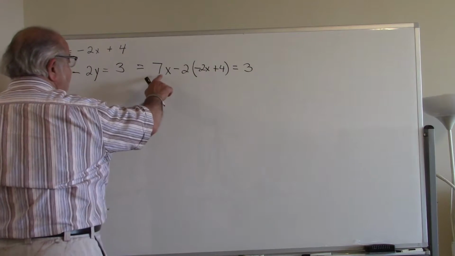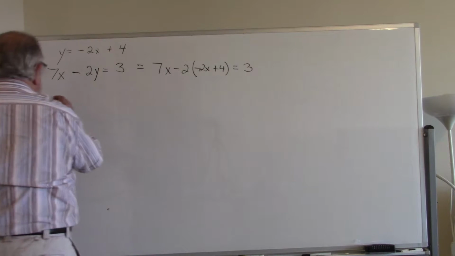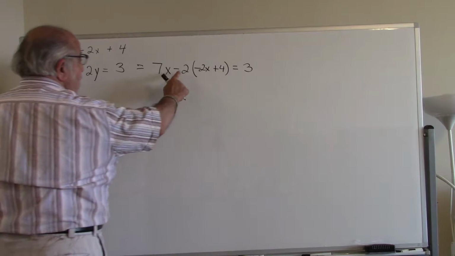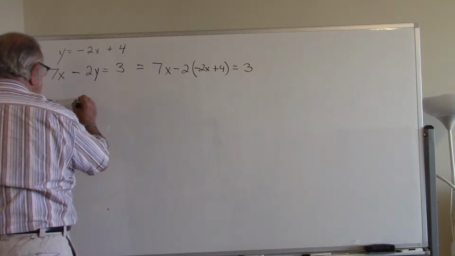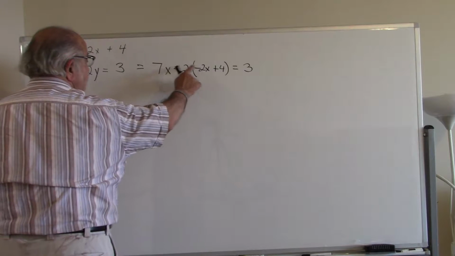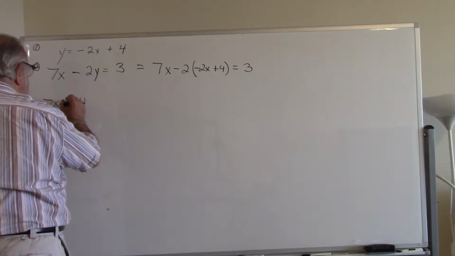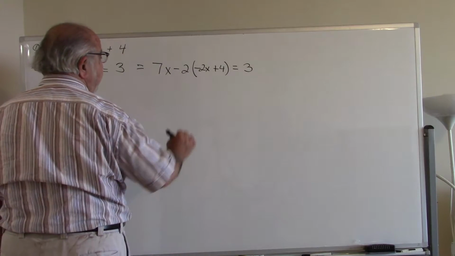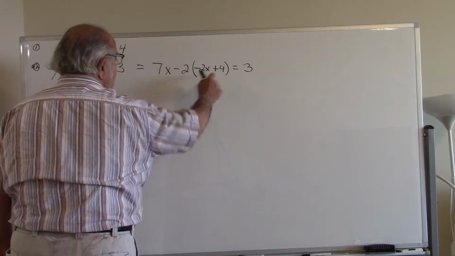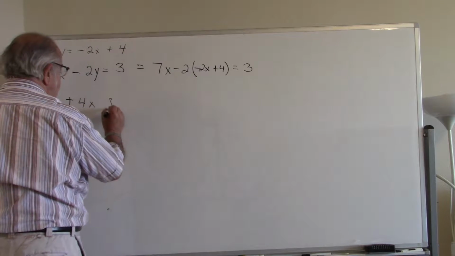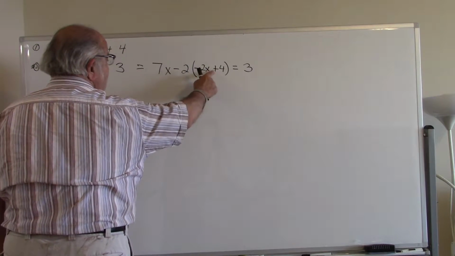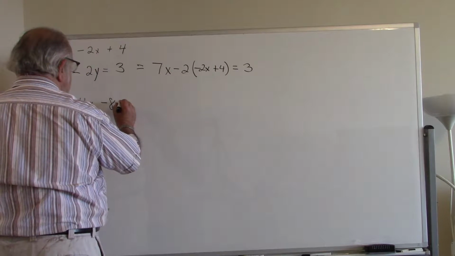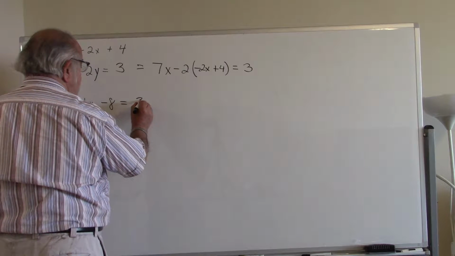So now we're over here. So 7x. Now 2 times 2 is 4. And a minus times a minus is a plus, 4x. 2 times 4 is 8. And you have a minus and a plus. That's minus 8, equals 3.